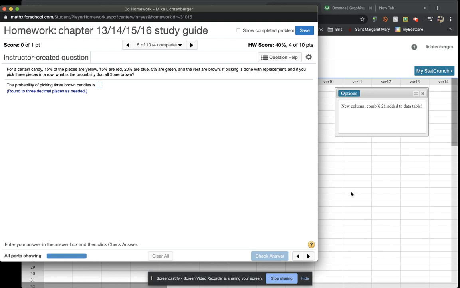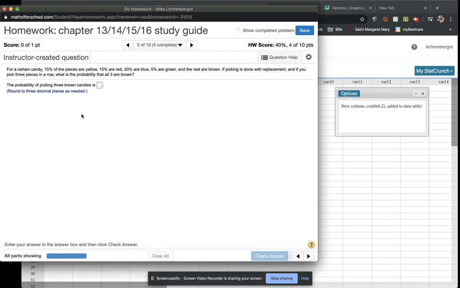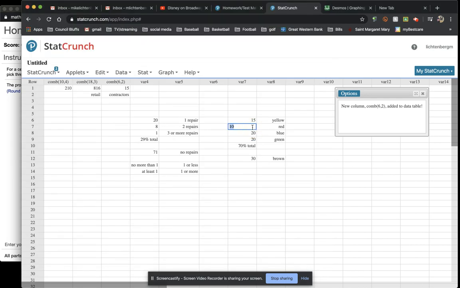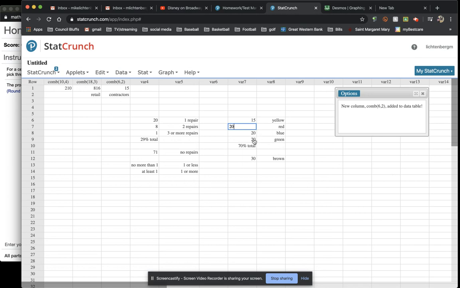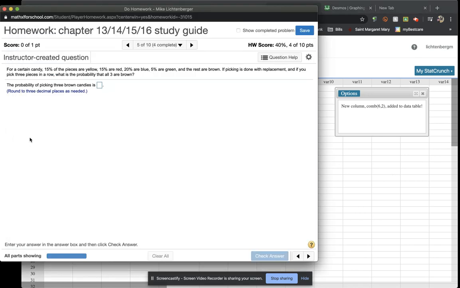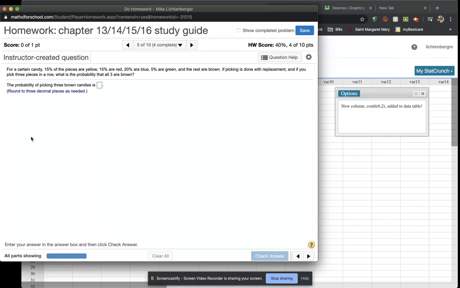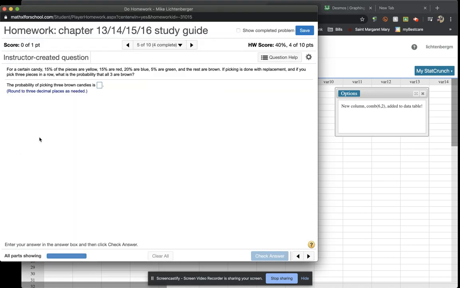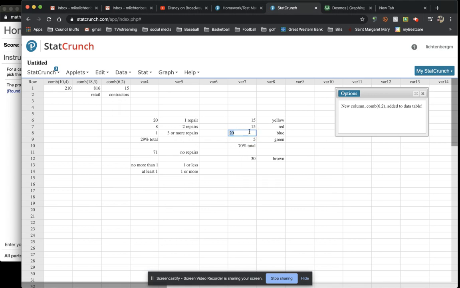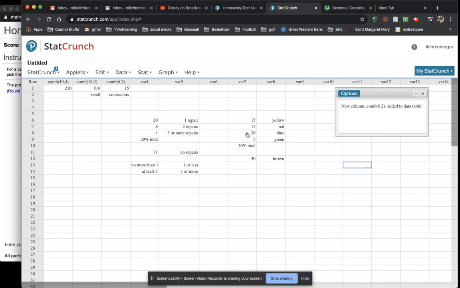Okay, let's change this. So we have 15% yellow, 20% blue, 5% green. Wait, 15% are yellow, 15% are red, 20% are blue, 5% are green, okay, and the rest are brown.